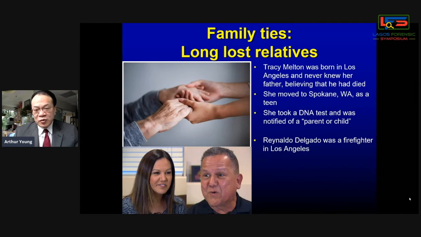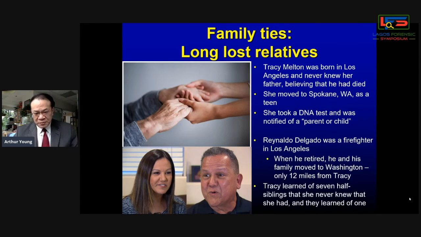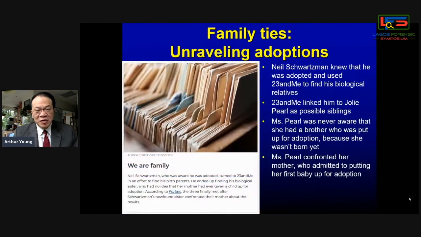Ronaldo Delgado was a firefighter in Los Angeles, and when he retired, he and his family moved to Washington, only 12 miles away from Tracy. When Tracy learned about this, they agreed to meet, and she inherited 7 half-siblings that she never knew that she had. Meanwhile, the 7 half-siblings learned about a half-sibling that they never knew that they had.